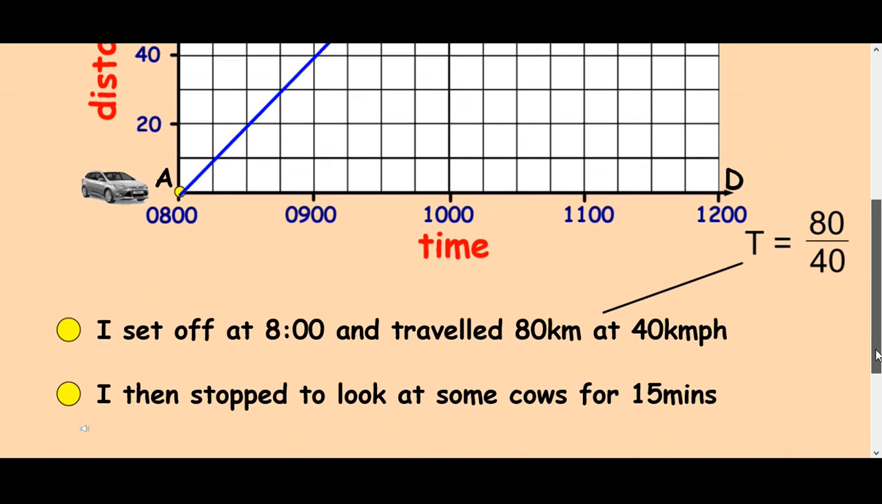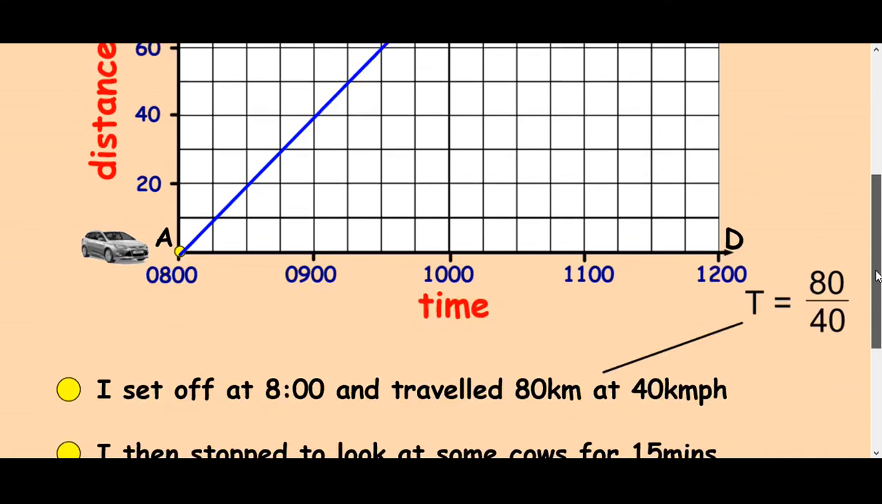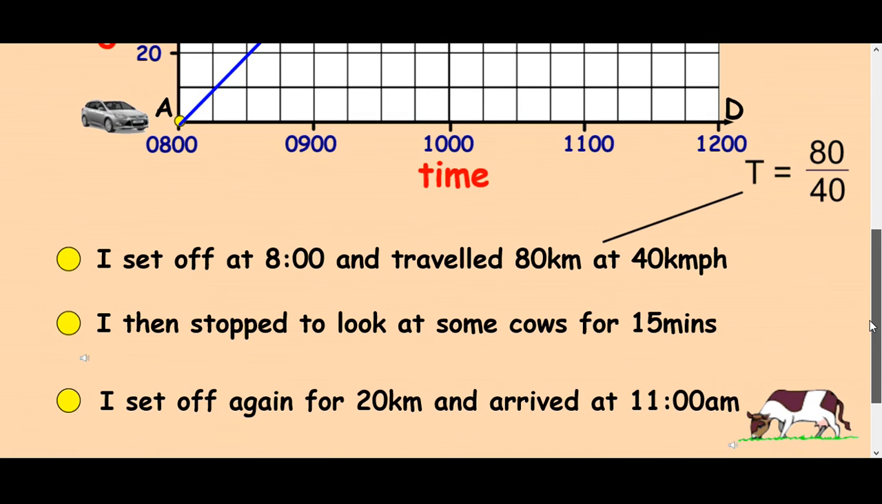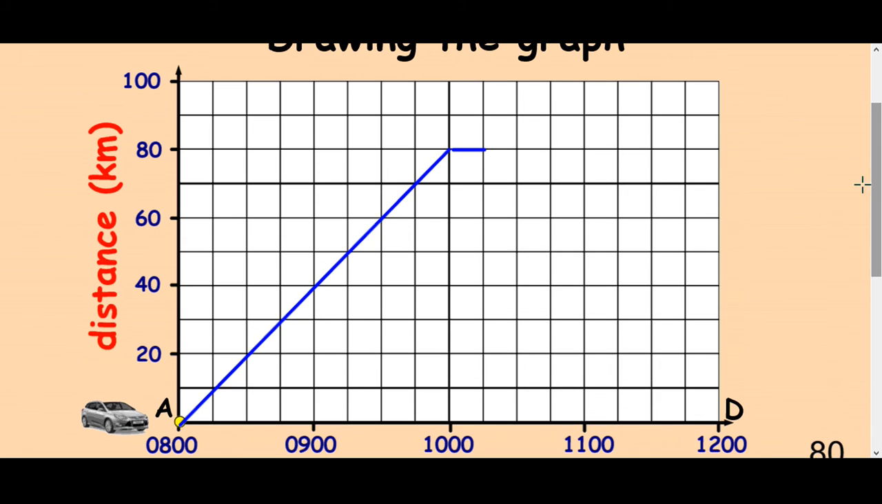I then stopped to look at some cows for 15 minutes. Now, 1 box is 15 minutes, so that's a stopping. 1 box, 15 minutes. What's happening now? I set off again for 20 kilometres and arrived at 11 AM. So must have gone 20 from 80, so that's all the way up to 100, and arrived at 11 o'clock. So that would be up here, wouldn't it? I've arrived at 11 o'clock.